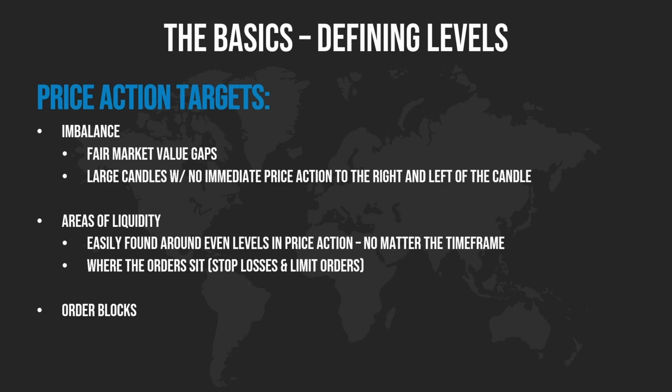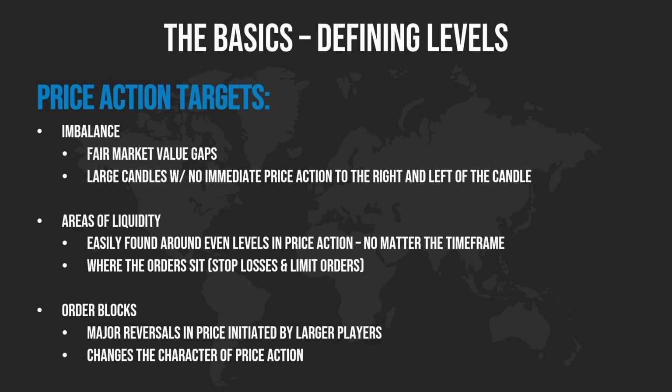And then, of course, order blocks. I'm pretty sure you guys have heard this term plenty of times, but really all an order block is, is a major reversal in price that's initiated by larger players. They change the characteristics of price action. Price could be going down very aggressively and then boom, it'll start to swing up. It takes a lot of money and a lot of interest from the larger players to make it move at that point. And all you really need to know about order blocks is pretty much the same thing as imbalances.